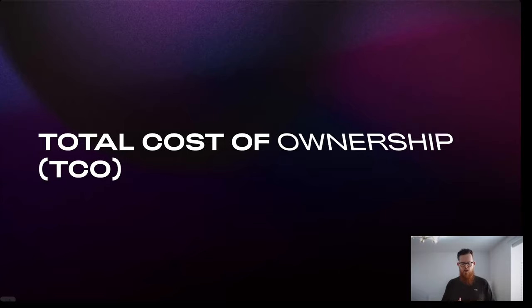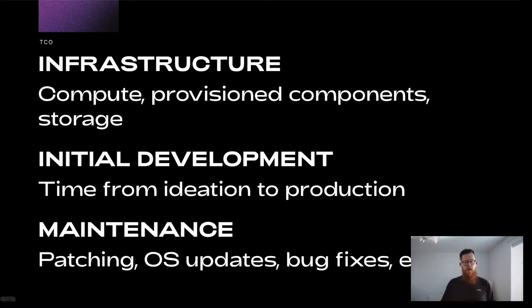It's easy to look at the pricing table in AWS and go, well, this service is way too expensive for what we wanted to do. But when we think about the total cost of ownership, there's a lot of different things you need to think about. There's the infrastructure, how much compute and provisioned components and storage you're going to use. How much does the initial development cost? Engineers are expensive. How much money would be saved by just using an off-the-shelf service? And maintenance as well. What's the ongoing maintenance going to be like for your servers, for patching them and implementing bug fixes?